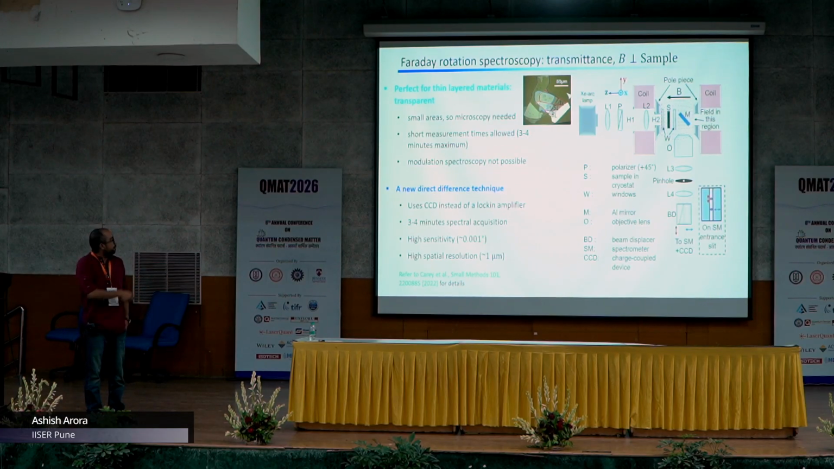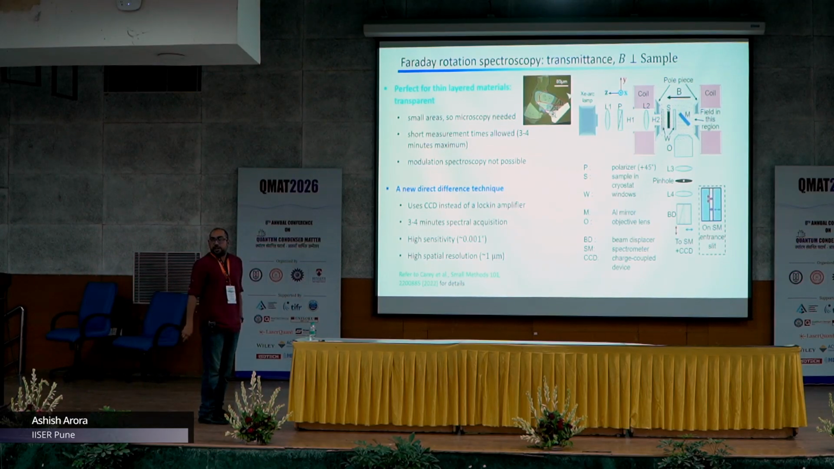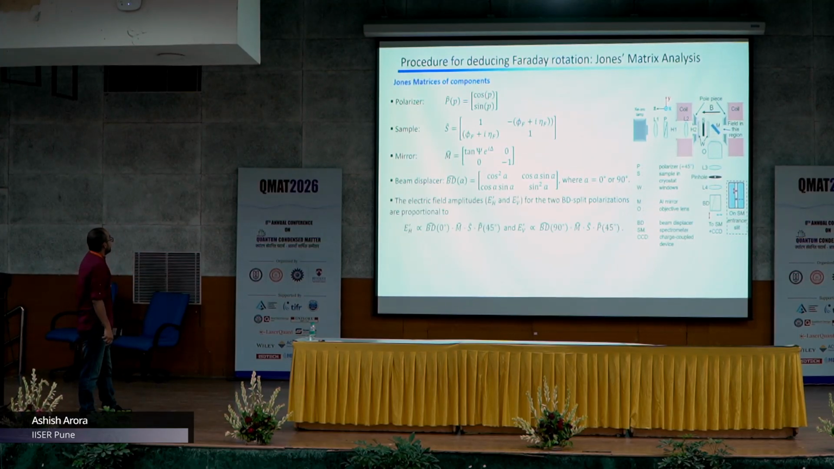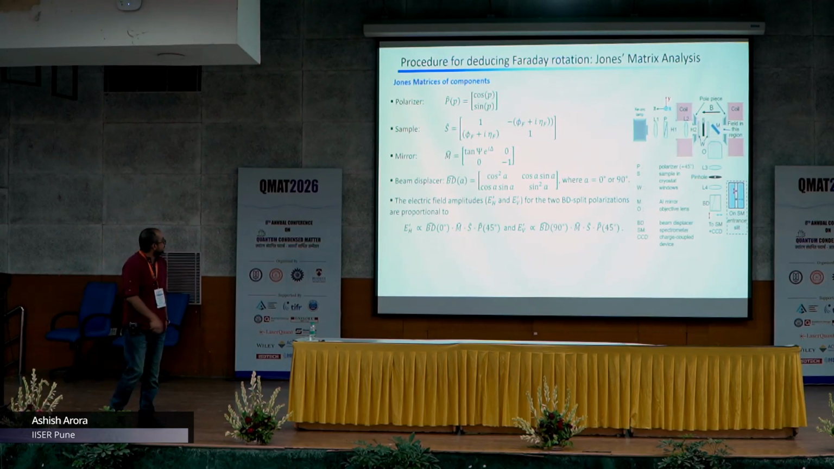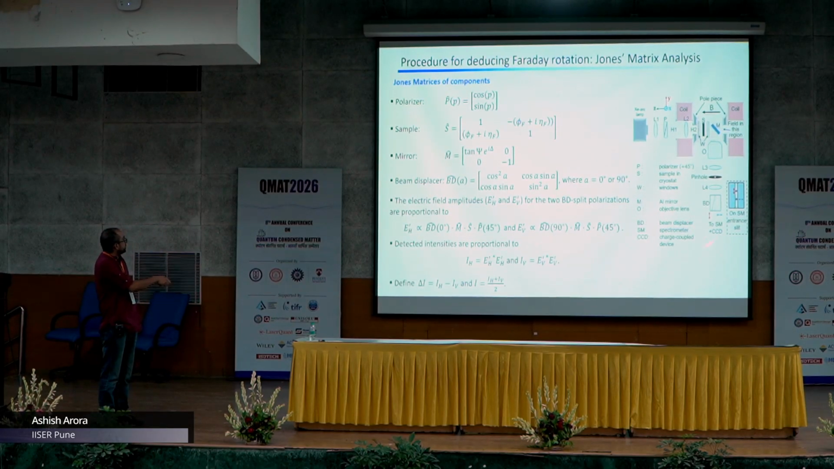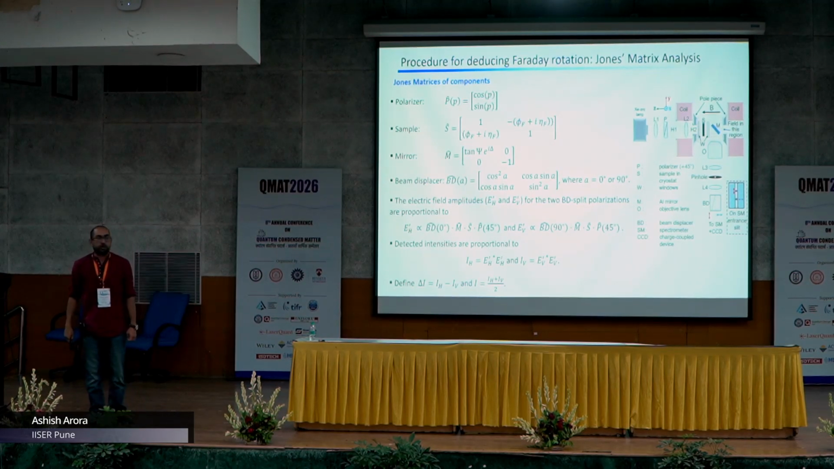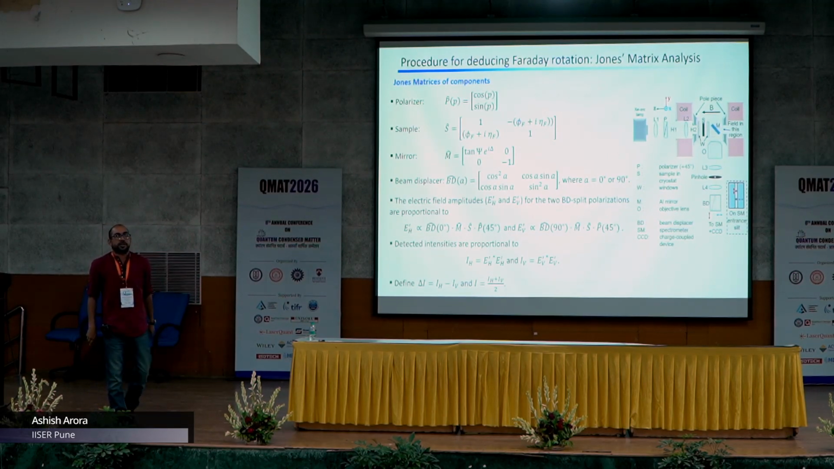And by doing some math of this system, which is not as easy as it looks, one can find Faraday rotation. For example, write Jones matrices of all these components, multiply these Jones matrices as the setup is built, and finally find intensities which are beam displacer split, and do some things with the intensities, like take the difference and take the sum, to find if one can find Faraday rotation or not. So these two intensities, IH and IV, are the horizontal and vertical polarized components coming out of the beam displacer, which we are putting on the spectrometer.